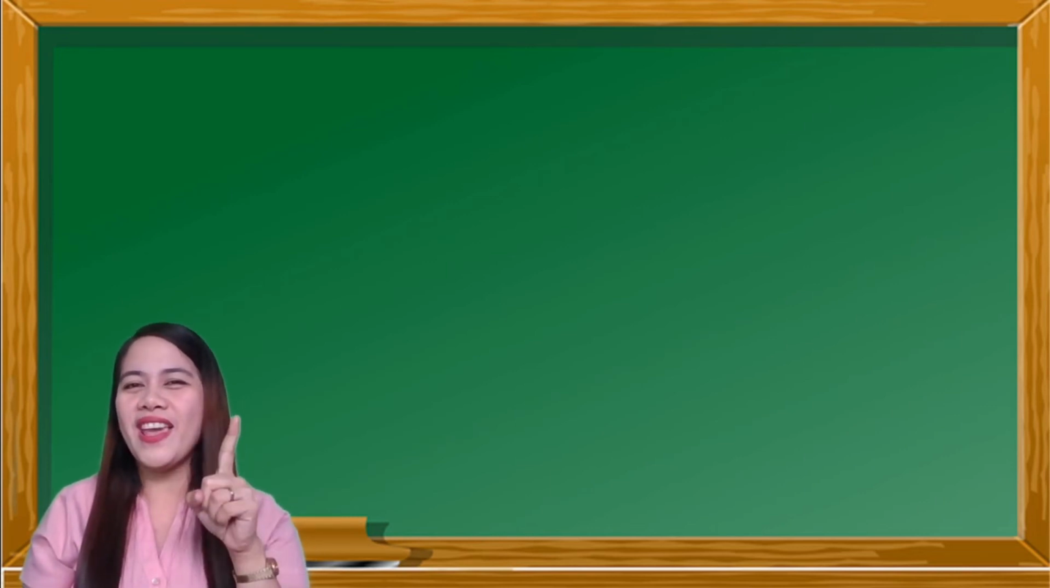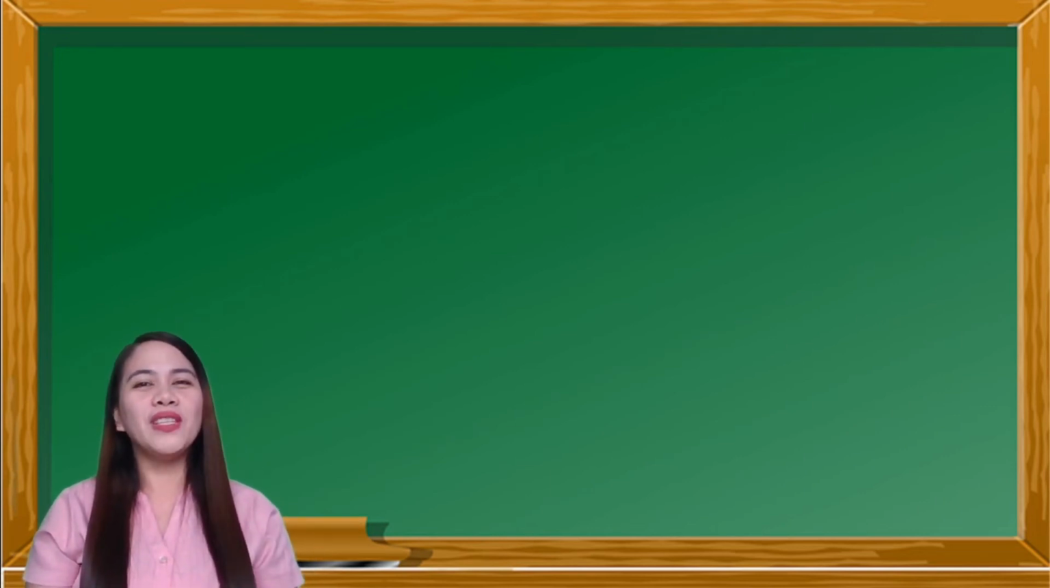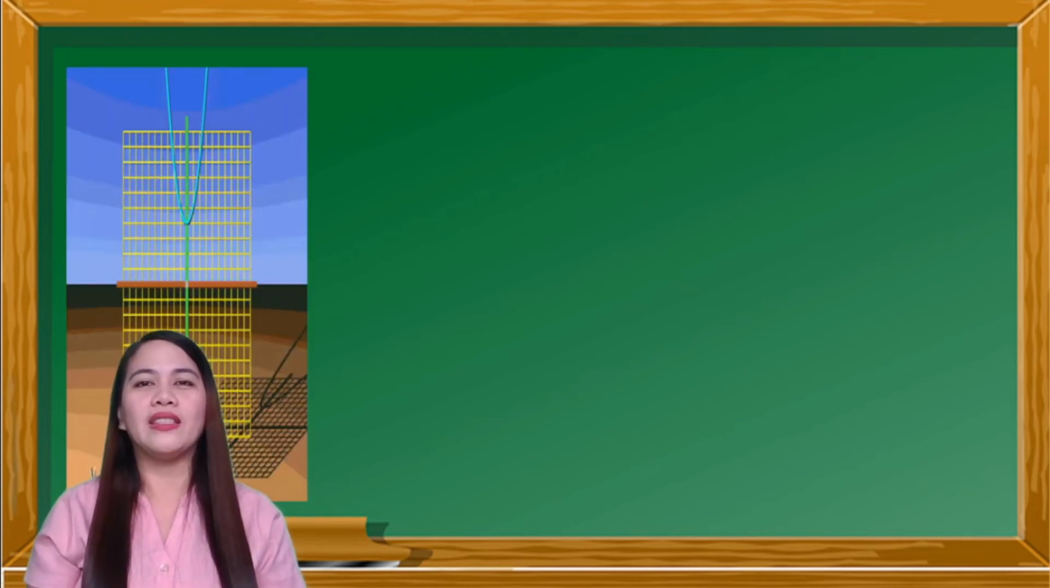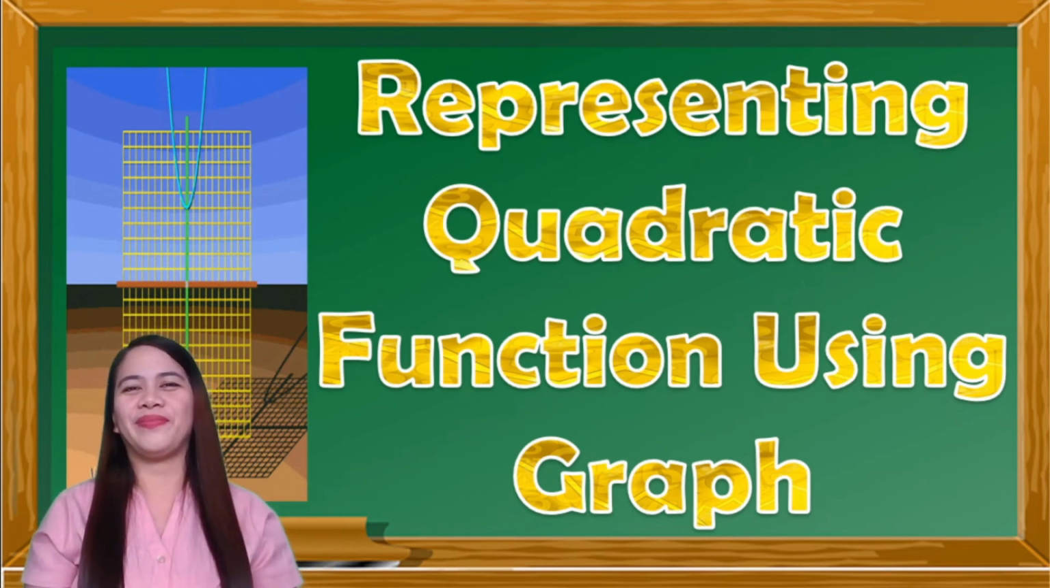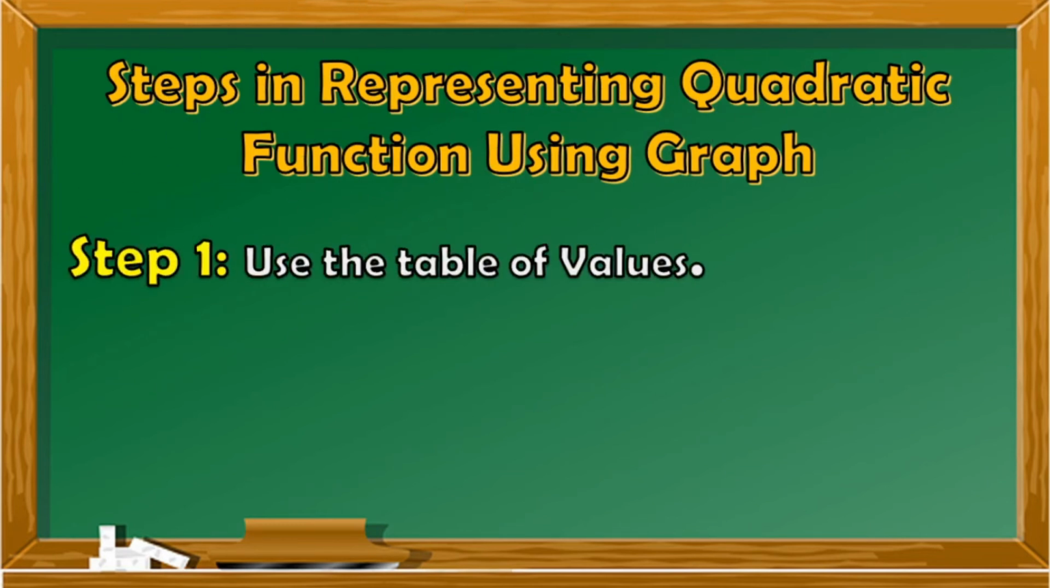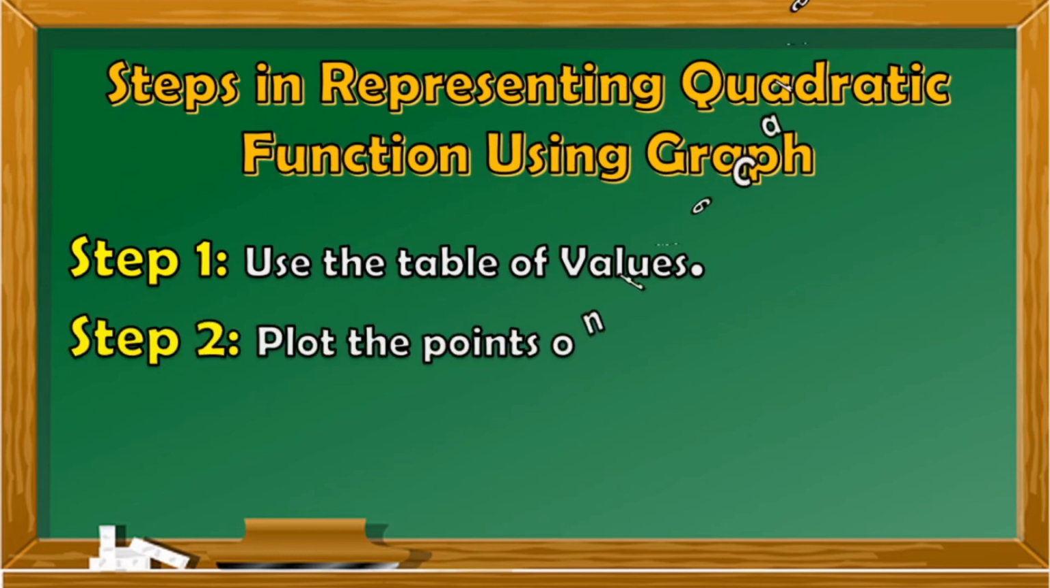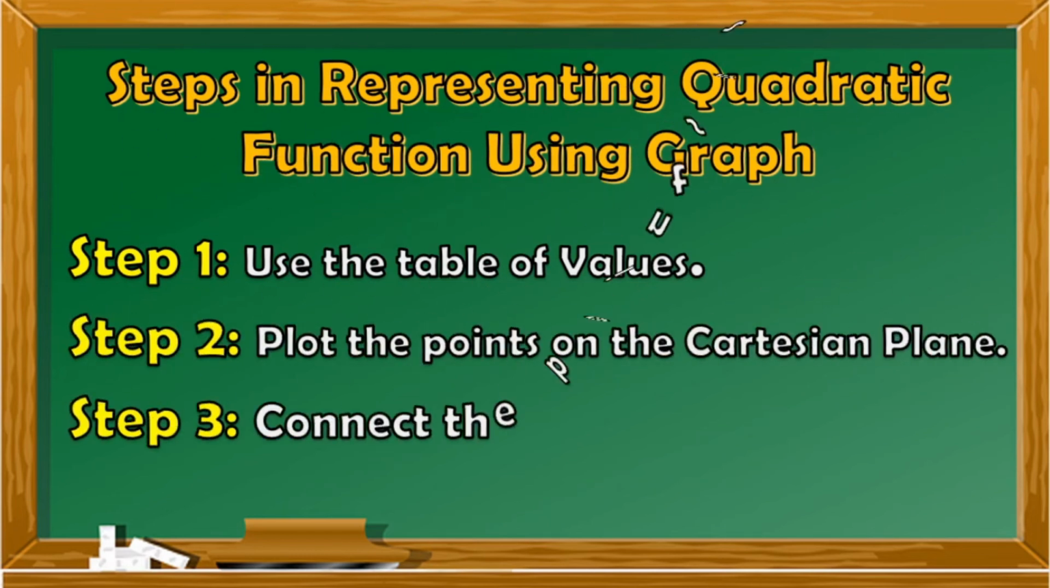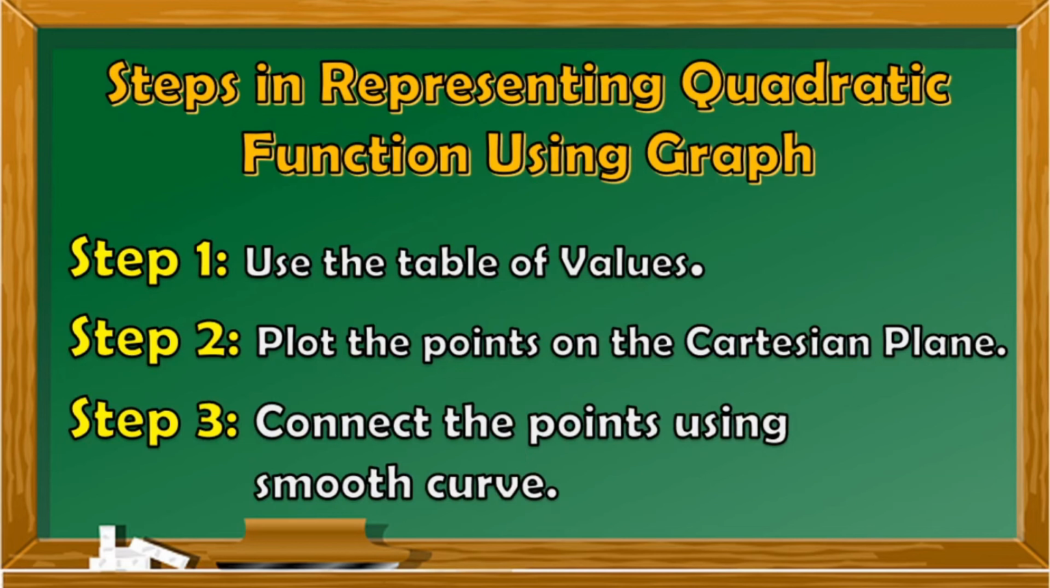But wait, there's more. Aside from the table of values, a quadratic function can also be represented by a graph. To represent the given quadratic function using graph, let us follow these steps. Step 1. Use the table of values. Step 2. Plot the points on the Cartesian plane. And step 3. Connect the points using smooth curve.